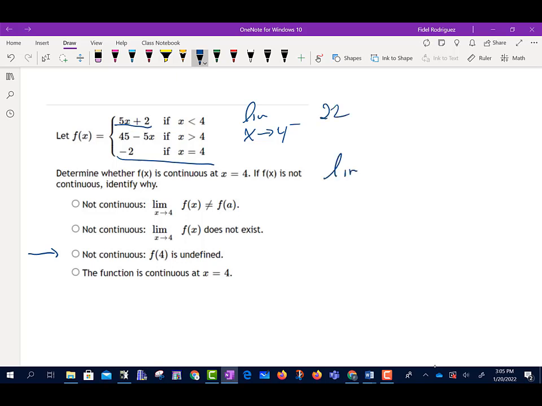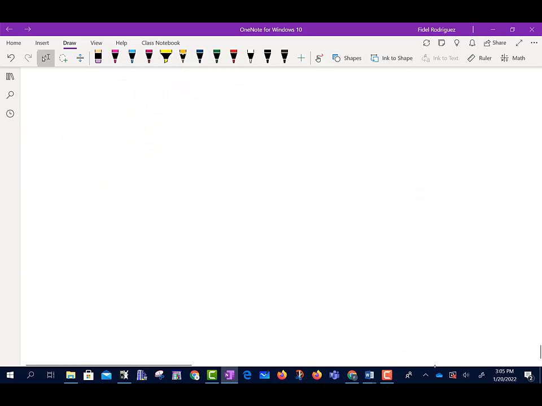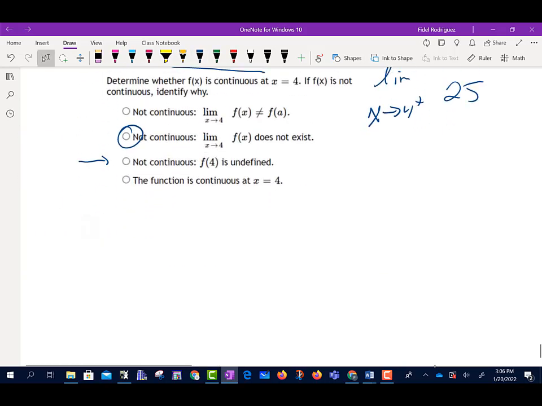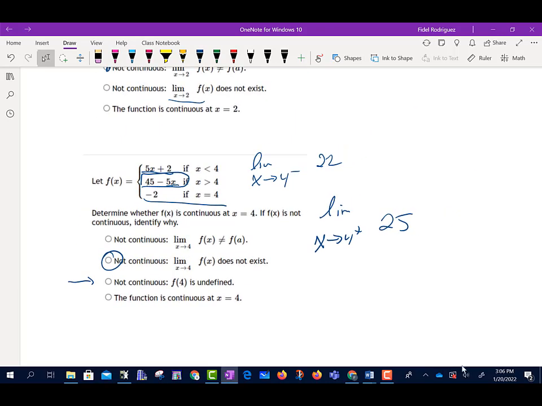Okay. If I find the limit as x approaches 4 from the right, I'd be plugging it in right here, which would be, let's see, 5 times 4 is 20. 45 minus 20 would be 25. The limit does not exist. Okay? The limit doesn't exist. So that's my choice right there. Alrighty, let's see if we got any other ones here. Oh, that appears to be it, y'all. Okay, so this here was 2.4. Hope it makes sense.